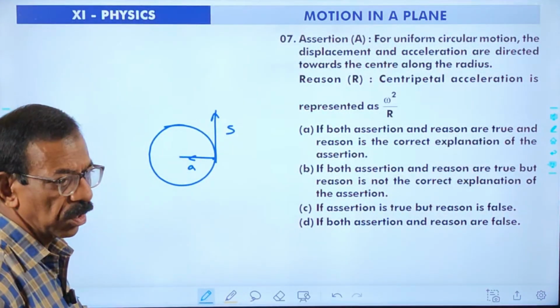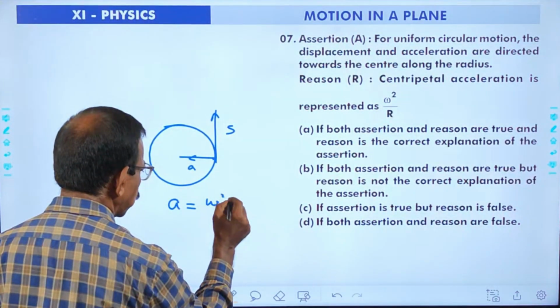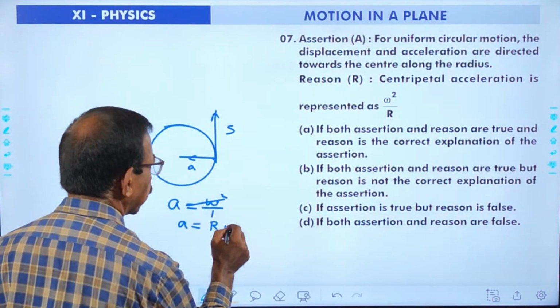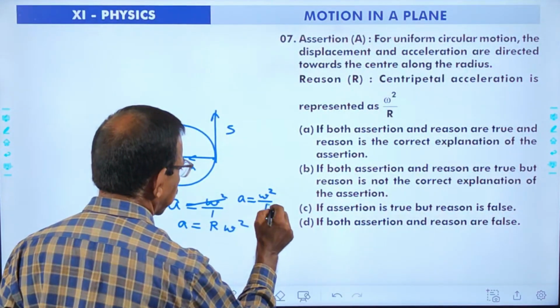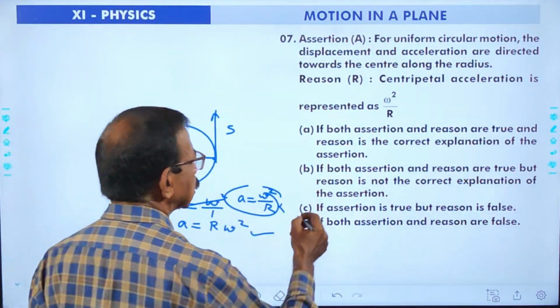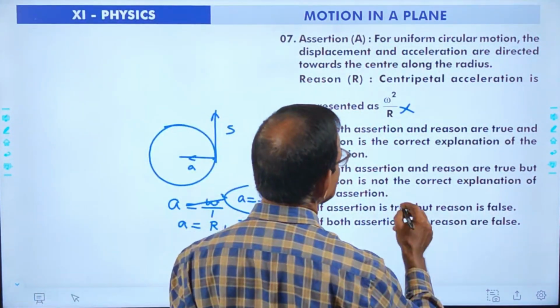Hence, the assertion is wrong. The centripetal acceleration is given by a equal to r omega square. It is given that a equal to omega square by r. Hence, this is wrong. This is the right relation. And the definition given is also wrong.